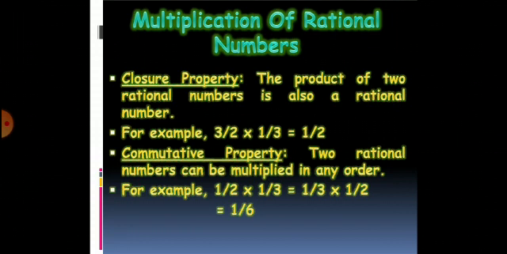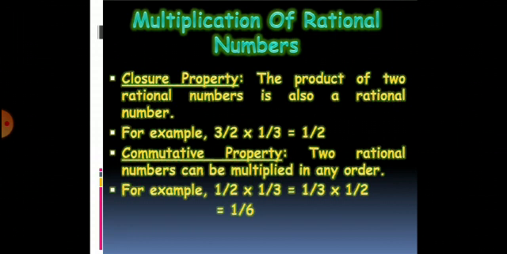Now the third one is properties of rational numbers under multiplication. First one, closure property. The product of two rational numbers is also a rational number. For example, if you multiply 3 by 2 into 1 by 3, the answer will come 1 by 2, which is again a rational number.